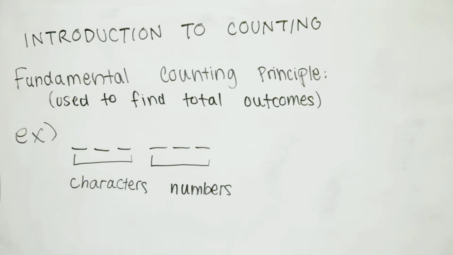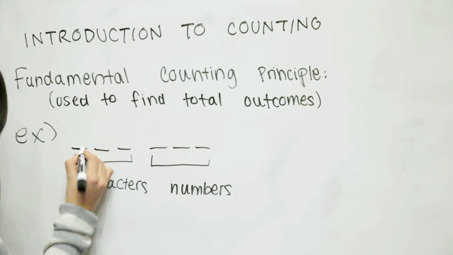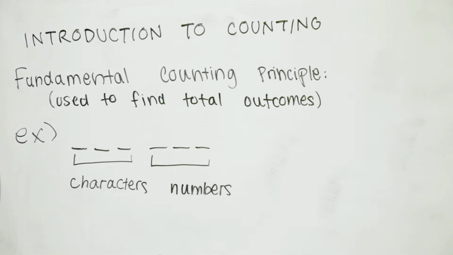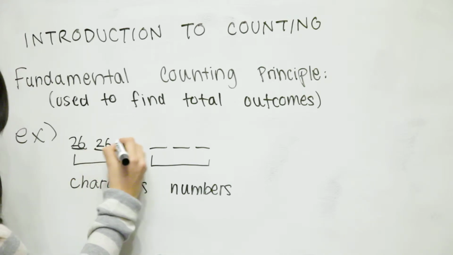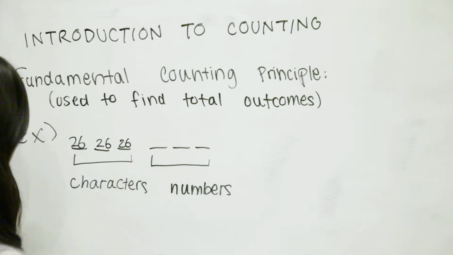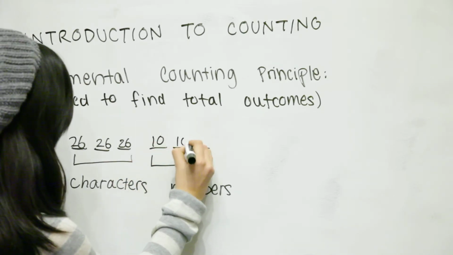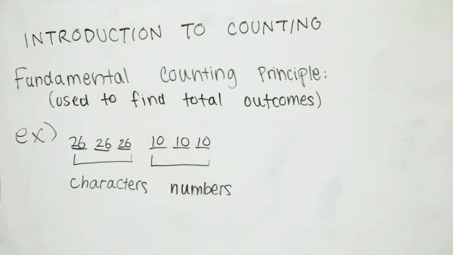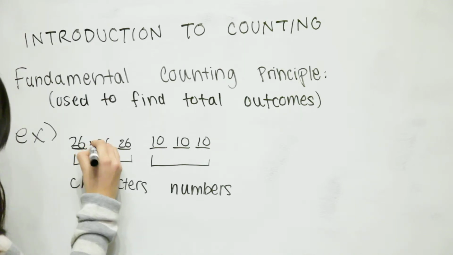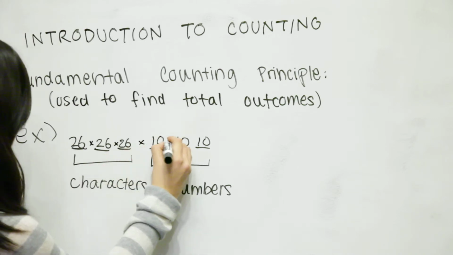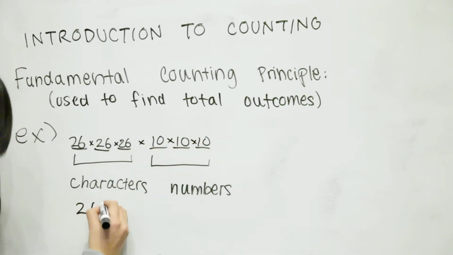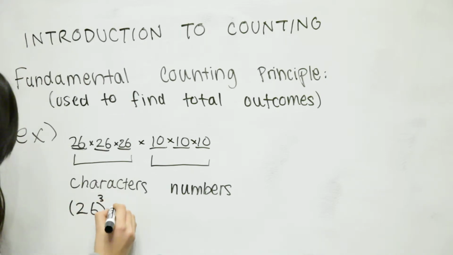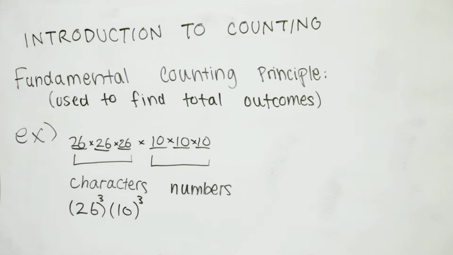Well, according to the fundamental counting principle, we take a look at how many possibilities there are for the first slot. And of course, there are 26 because there are 26 letters. Same for the second and third. And for numbers, we can include 0, so 0 to 9. So for each of the last three, there would be 10 each. So the total number of possible license plates would be 26 times 26 times 26 times 10 times 10 times 10. And just going to simplify that as 26 to the third power times 10 to the third power. And you can calculate that on your calculator if you want.